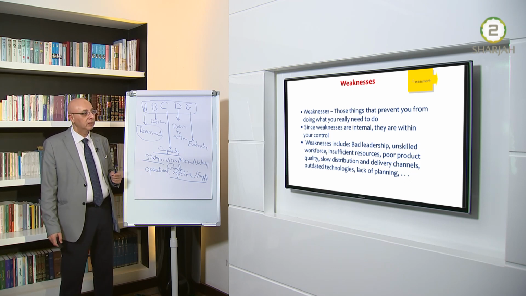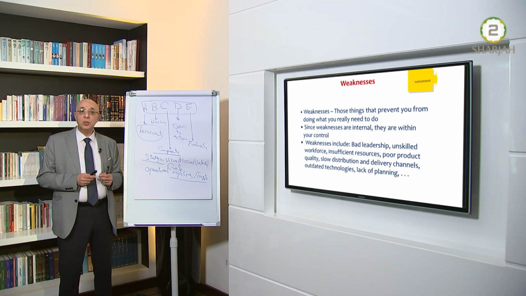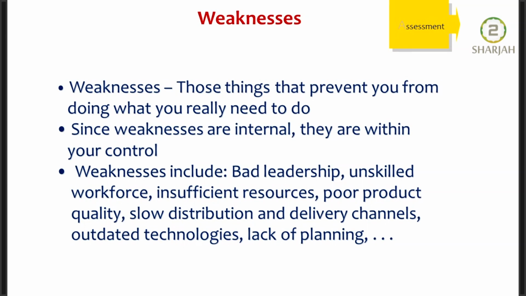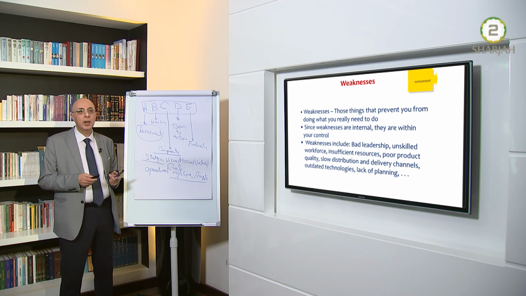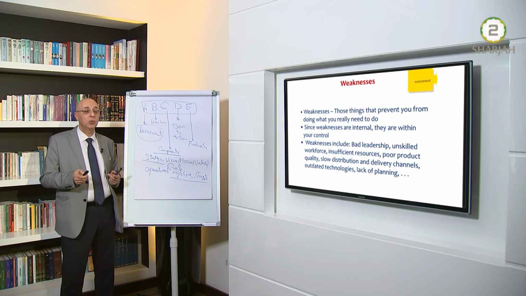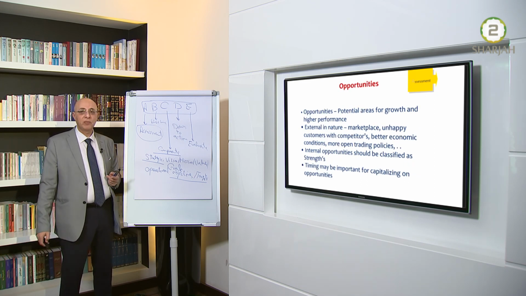So partnership again. Since weaknesses are internal, we can control them more than we can control threats from the external environment. Weaknesses could include bad leadership, unskilled workforces, where we need training, insufficient resources, poor product quality. So when quality is threatened, we have a weak point to consider. Slow distribution and delivery channels, outdated technology, lack of planning: all of these are internal weaknesses that we have to control and govern. But if we look at the external environment, for sure we have opportunities.